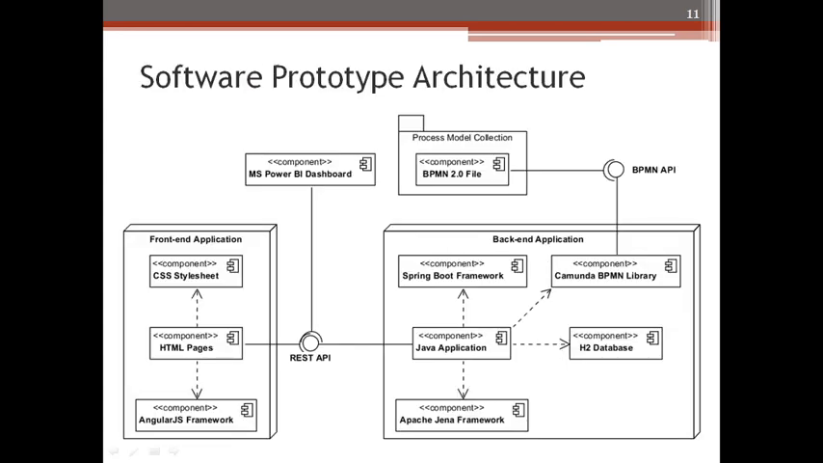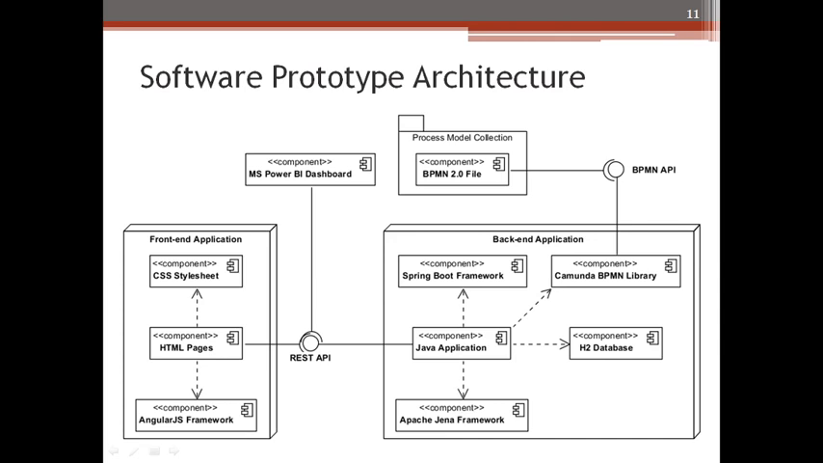The software architecture of the developed application prototype includes a front-end AngularJS application used to see detailed results of business process models quality analysis, a Microsoft Power BI dashboard to observe aggregated results of process model quality analysis, and a backend application that takes the collection of BPMN files, processes it, and provides results for the dashboard and web application.